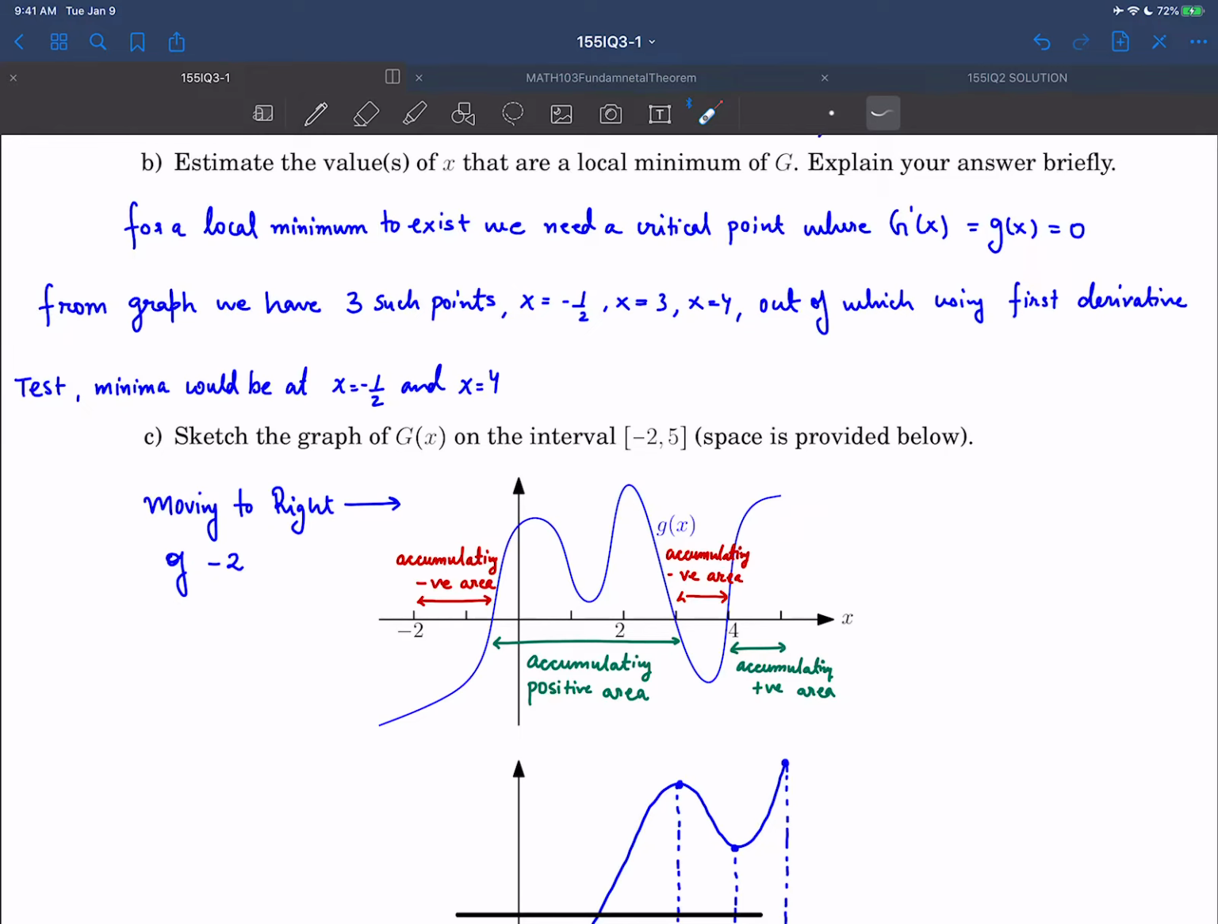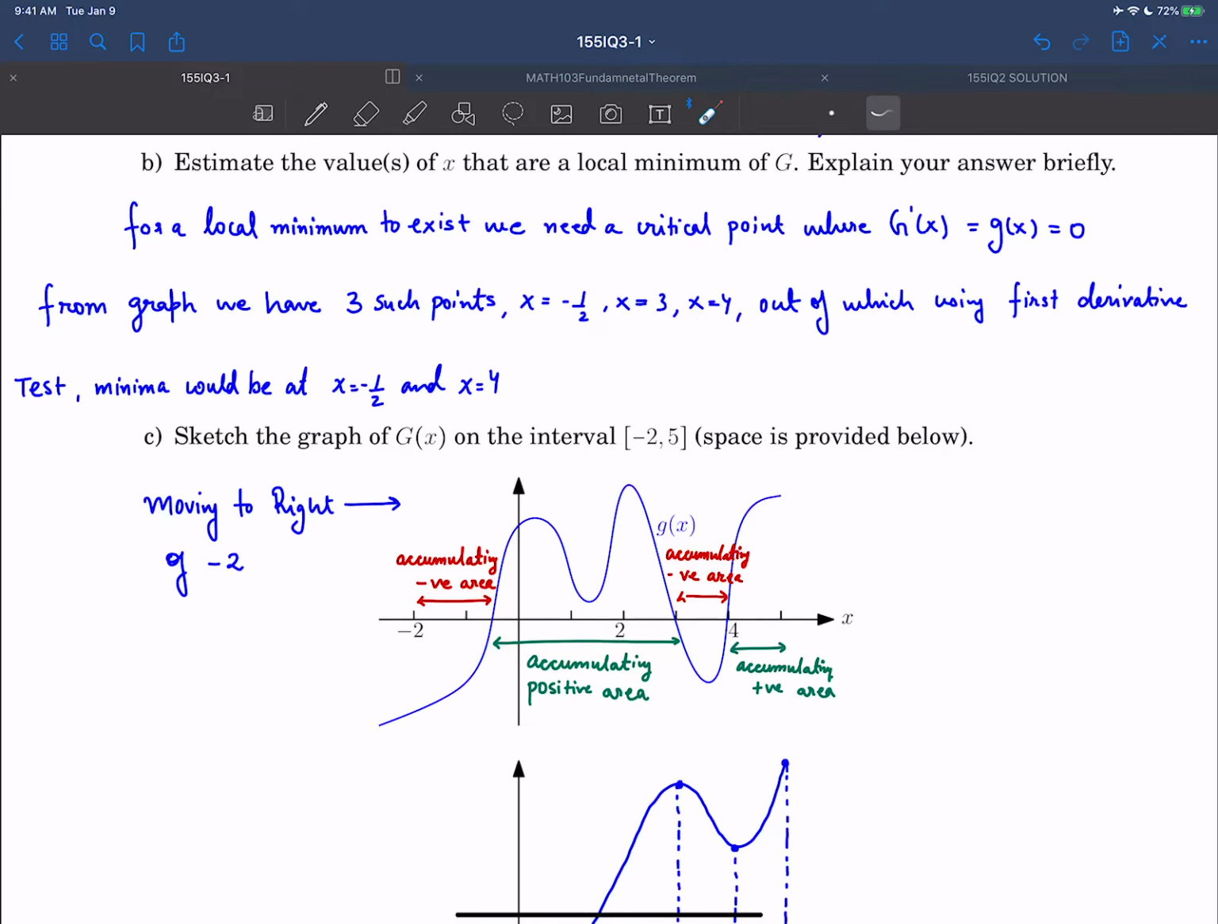So let's check. At -1/2, before this point, the slope is negative because the graph is below the axis. So it's negative in this zone, and then after -1/2 it's positive. So you have a negative slope and then a positive slope, which means you have a minimum. So x equals -1/2 could be a minimum.